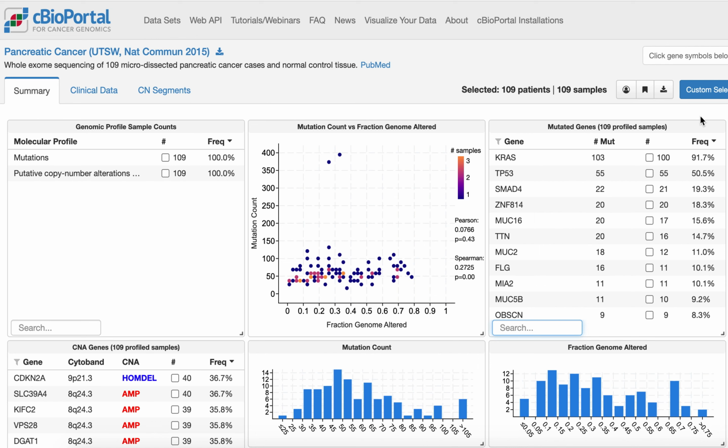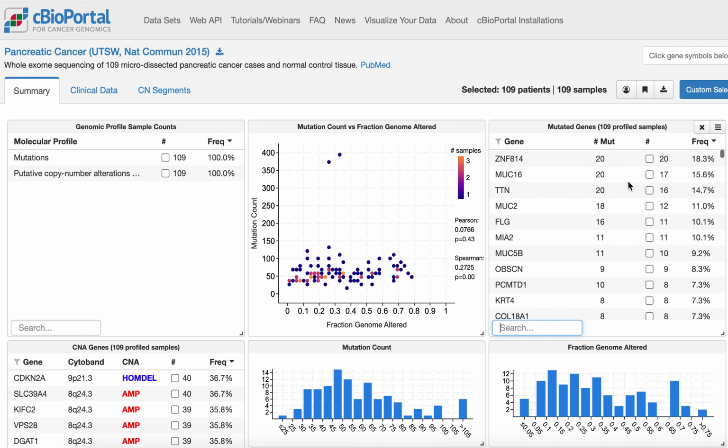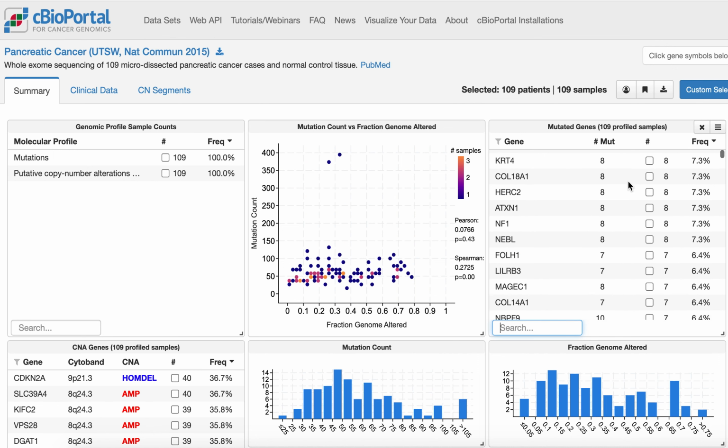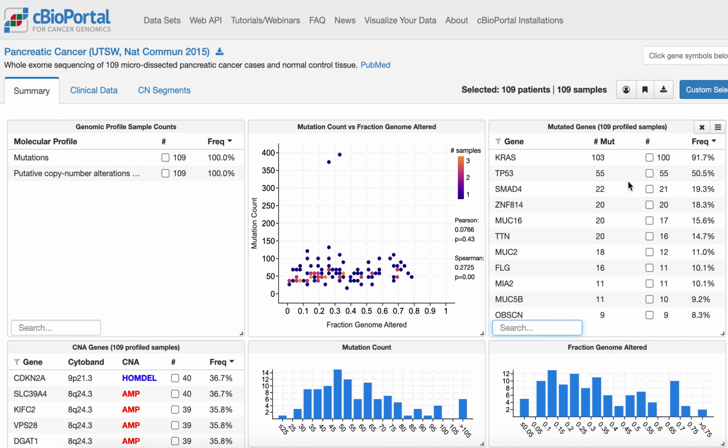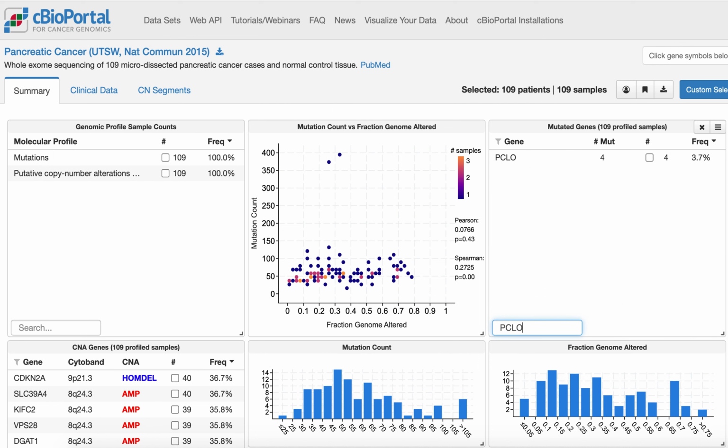Another feature of the Mutated Genes table is the search bar. Because there are typically hundreds or even thousands of genes included in this table within a study, in order to find a particular gene of interest, you can use the search bar at the bottom of the table. Say we were interested in the gene PCLO. By typing the gene name into the search bar at the bottom, the table is filtered, and now we see only the information for PCLO.